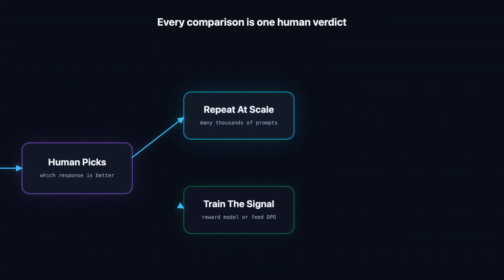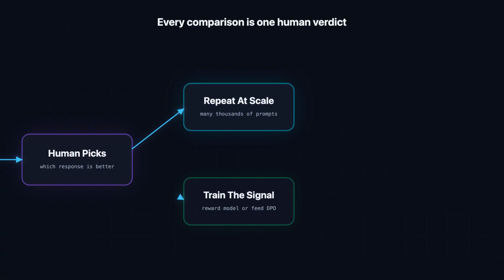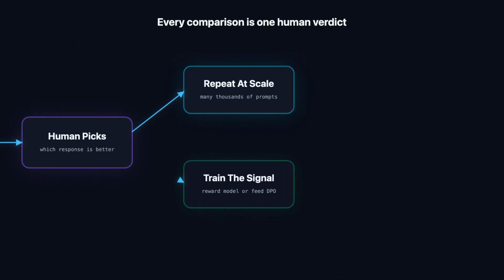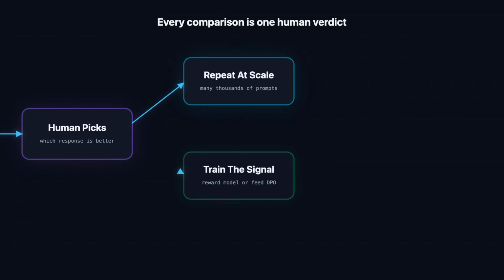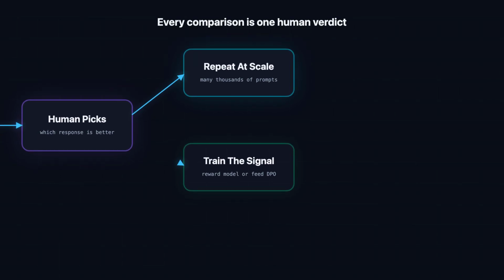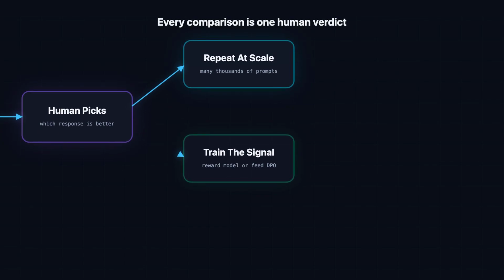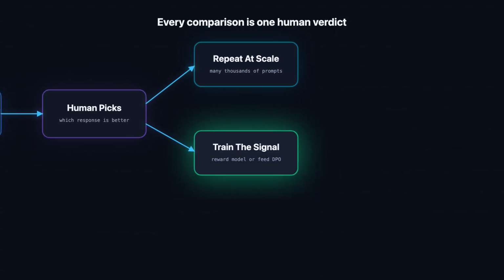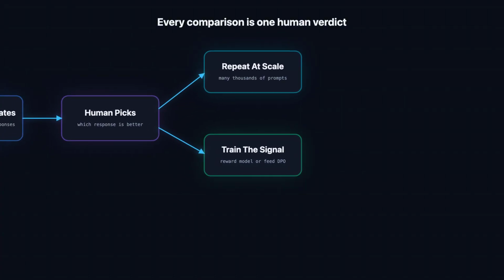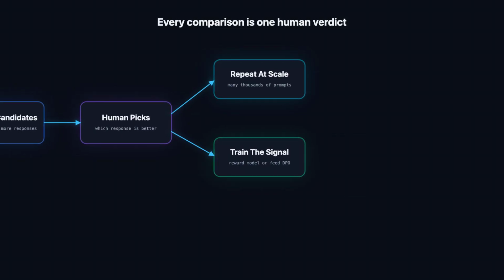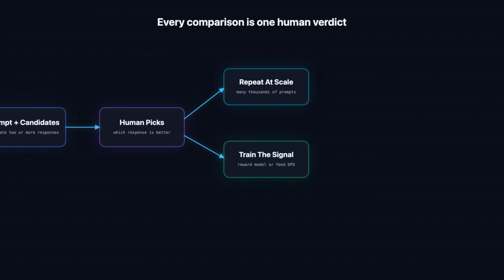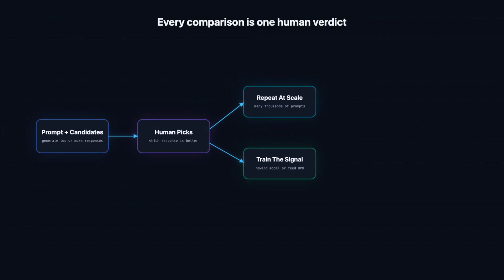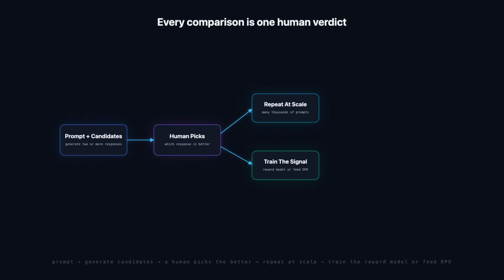Do this across many thousands of prompts with many different labelers, and you accumulate a large dataset of comparisons, each one a small human verdict about which response people actually prefer. The bigger and more careful that dataset, the stronger the signal you can train on. Finally, put it to work. Those collected comparisons are exactly what trains the reward model in RLHF, or feeds a method like DPO directly. The people's judgments become the signal the whole alignment process optimizes toward.